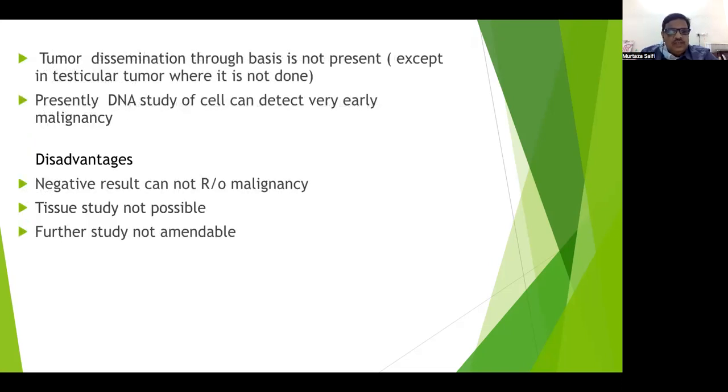Disadvantage of FNAC is that a negative result cannot rule out malignancy. So, if a patient has a negative FNAC, we have to do another mode of biopsy. Tissue study is not possible with FNAC. Further study is not amenable with FNAC.